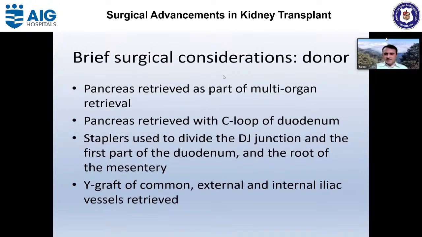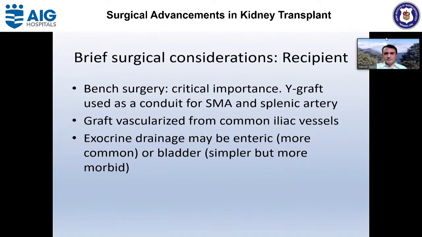You're going to hear about this in detail in the next talk, but briefly, the retrieval is part of multi-organ retrieval. The pancreas is retrieved with a C-loop of duodenum. Staplers are used to divide the bowel above and below the duodenum. And a wide raft of common, external and internal iliac arteries is retrieved and used to revascularize the superior mesenteric artery and the splenic artery. The anastomosis is usually done with the common iliac vessels in the recipient, and exocrine drainage of the C-loop of the duodenum may either be enteric into the small bowel of the recipient, which is more common, or into the bladder, which is easier to do but more morbid in the long run.